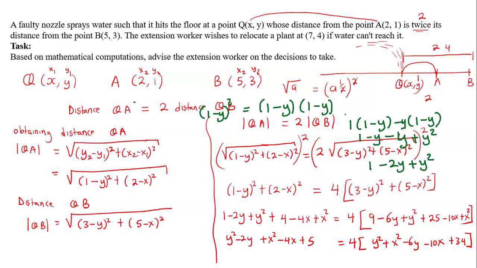Now, at this point is where you're going now to open up the bracket such that this 4 affects everything. So here it will be 4y squared plus 4x squared. Then you start multiplying. This 4 multiplies everything. So 4 times 6, you get negative 24y. This is negative 40x. Then that is 34 times 4, which is 136. And this side, you have y squared minus 2y plus x squared minus 4x plus 5.